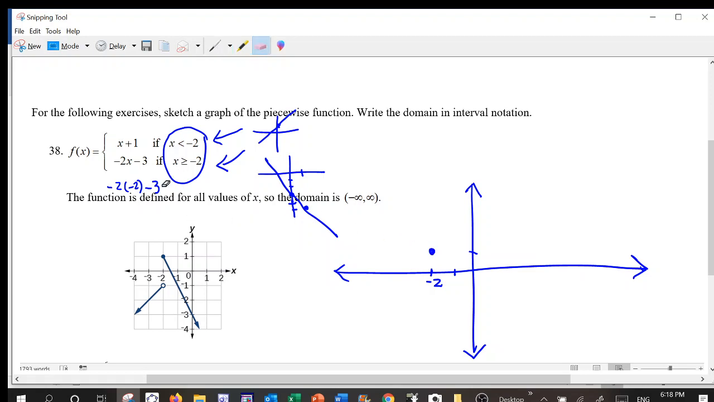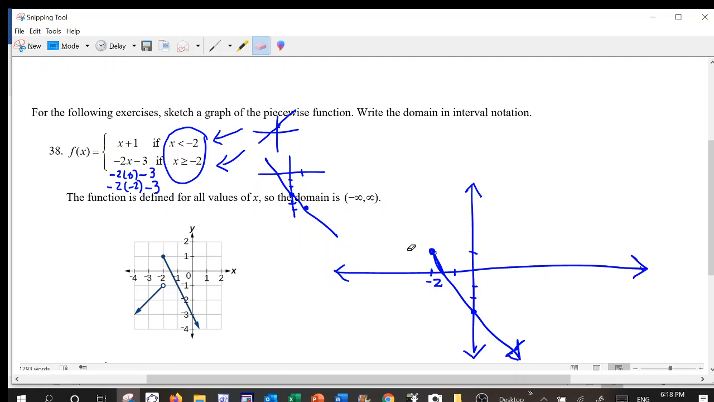Now, where am I supposed to use this? To the right of -2. And I know this is a line, so I need one more point to the right of -2. Well, I'm going to use 0. So that's -3. So at 0, this is at -3, right? So I'm going to connect these two points and then keep going that way. So that's one part of this function, the bottom part.